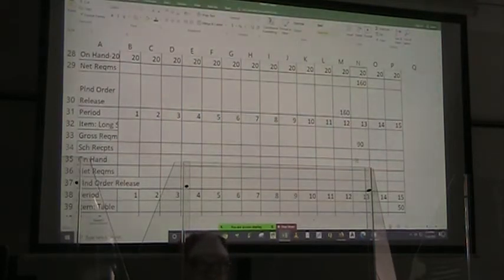And on hand, we're going to say we have no stretchers at all, right? So we need a scheduled receipt of 90 in that period, and our on hand is 0, so therefore our net requirements are 90. All right, now long stretchers we can get in one period, so we have a planned order release of 90 in the 12th period.